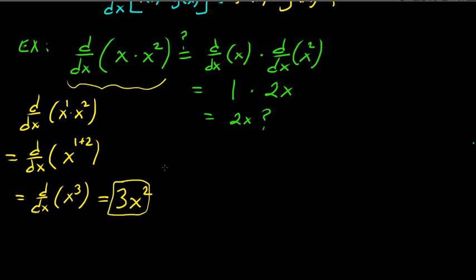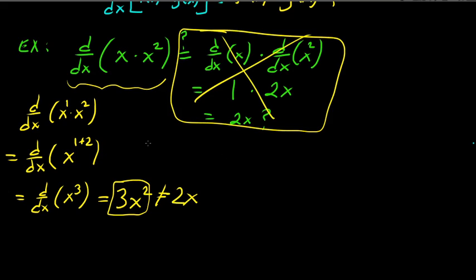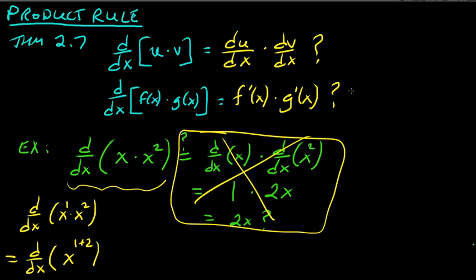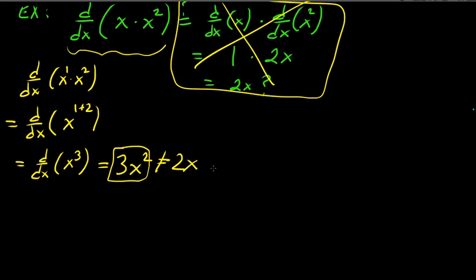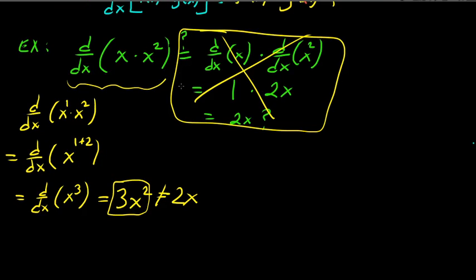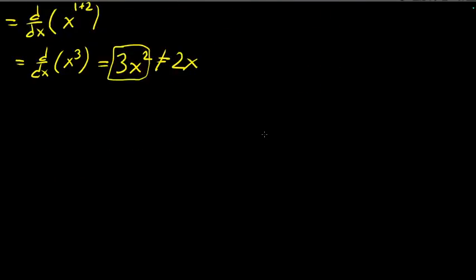But that's not equal to 2x. So this does not work. So the product rule, while this would have been nice if it worked, it's not that. You cannot just multiply the two derivatives. We tried it. It doesn't work for this example, and it doesn't work for almost all examples.